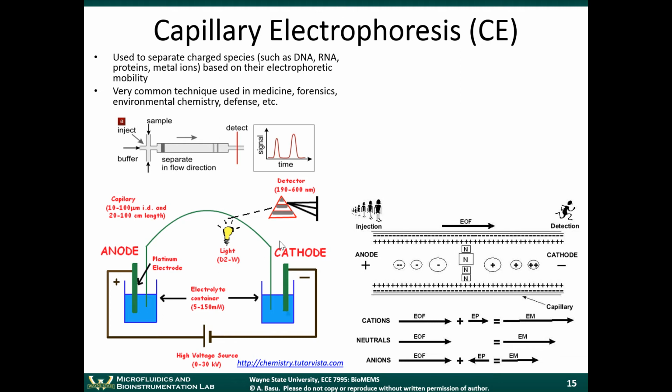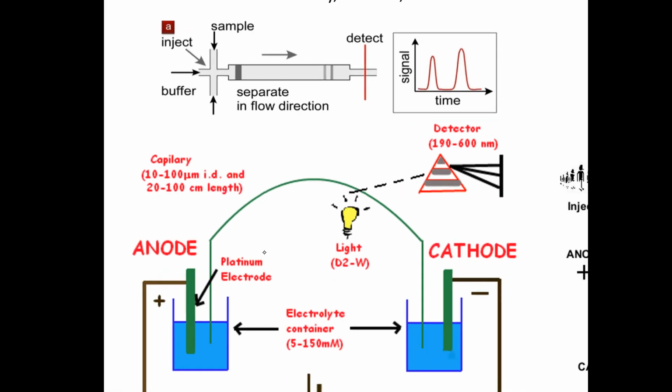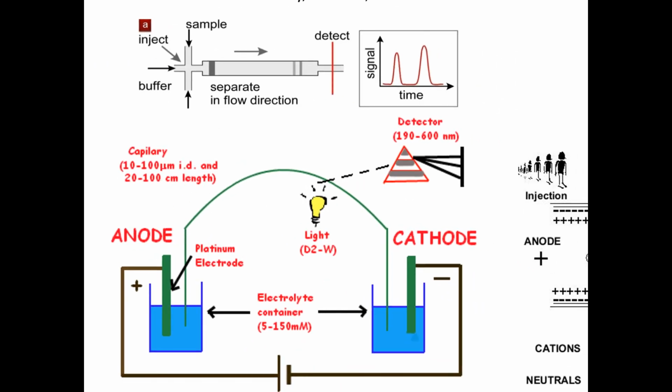So capillary electrophoresis is very commonly used in medicine, forensics, environmental chemistry, and so on. The idea behind it, if we look a little bit more closely at these graphs, the first thing you do is inject your sample like this, and let's say this is your capillary. This is just a schematic representation. An actual capillary looks something like this. It's long and narrow. So the sample goes in one way. The different components of your sample go through the capillary at different speeds, and then you have a detector at the end.